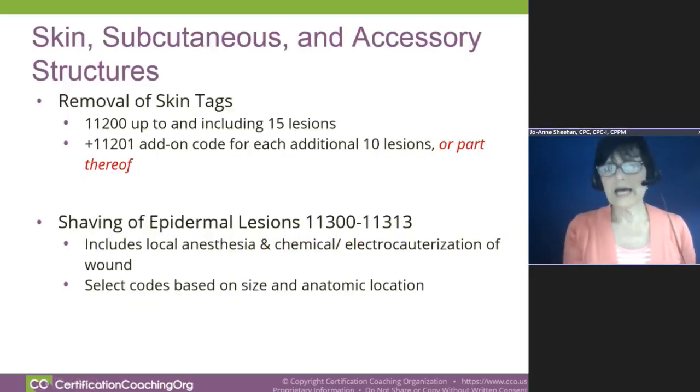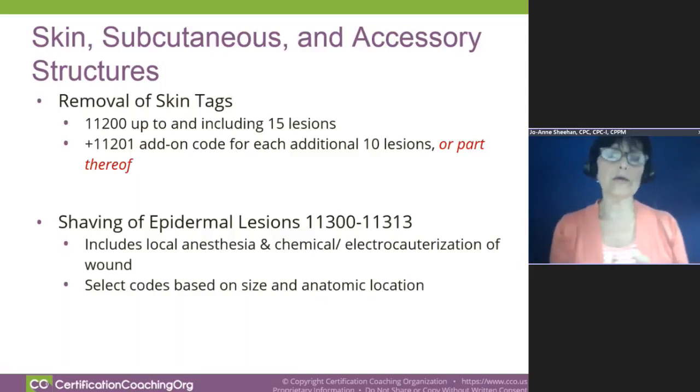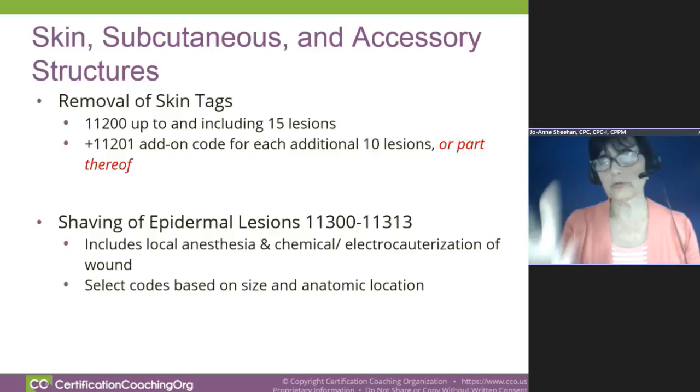The removal of skin tags. 11200 means that you can use this code whether you remove 1 skin tag or 15. Now 11201 is an add-on code, and if you read the words, for each additional 10 lesions or part thereof, which means that the doctor may have removed 15 lesions and 2 additional, and so you would add the 11201 to include those 2 additional lesions because it's part of the 10 lesions that they're giving you.